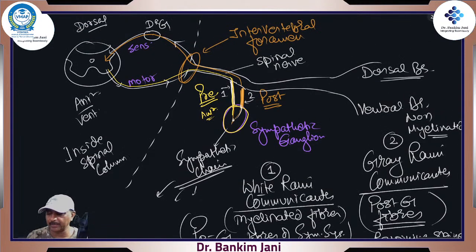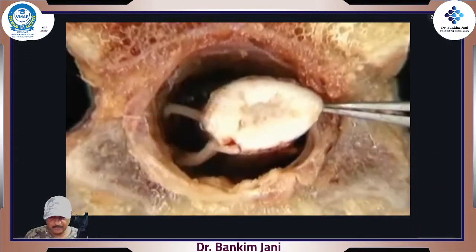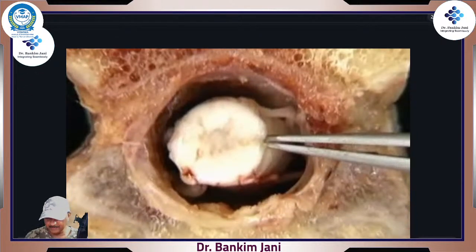Dorsal branches will be taking care of the back muscles, and the ventral branch, the rest. So that's how the whole system actually works. When we see this, it makes things much more interesting, that this is our dorsal and this is our ventral root, and the same way on the opposite side. There is lots of stuff yet to come, so don't worry. We'll cover it later and revise it again.